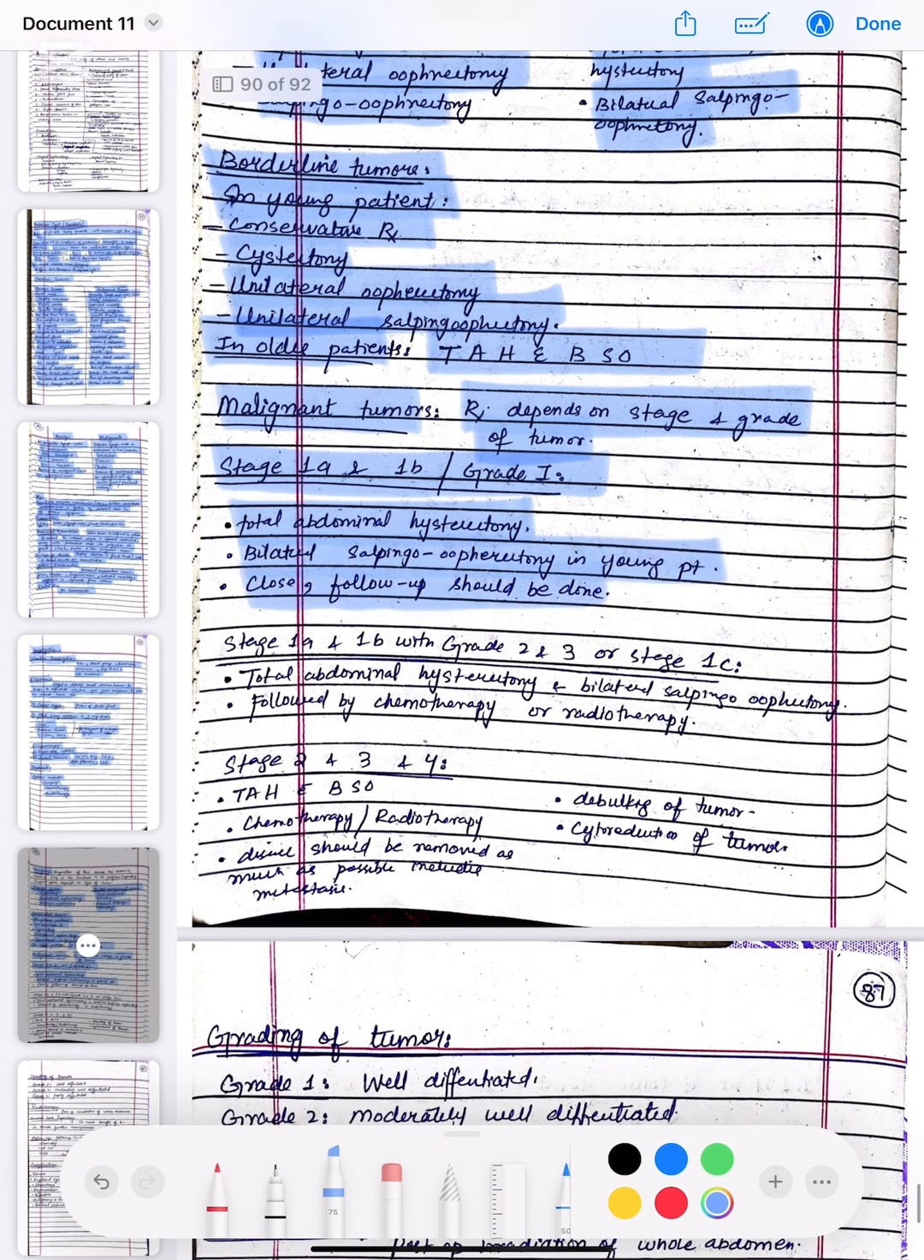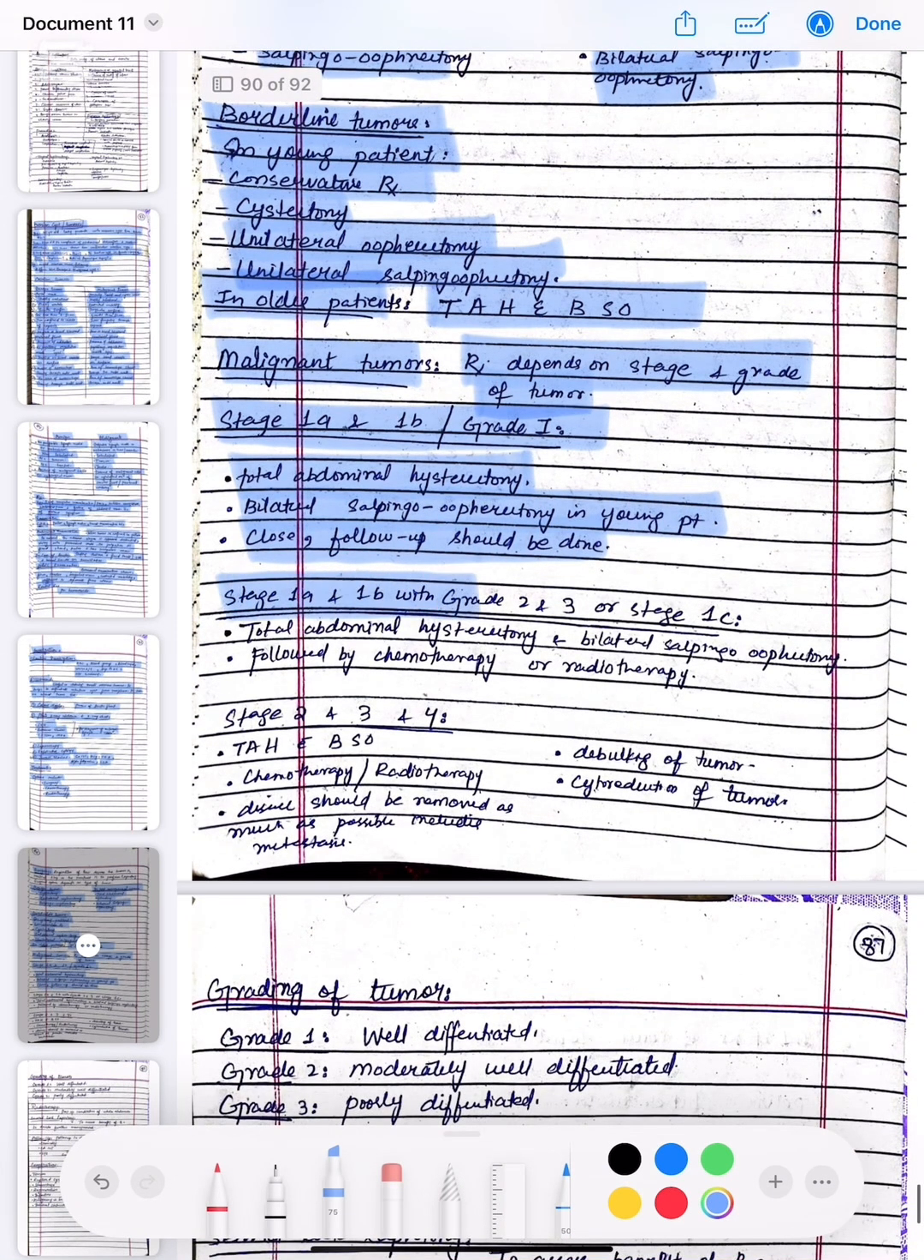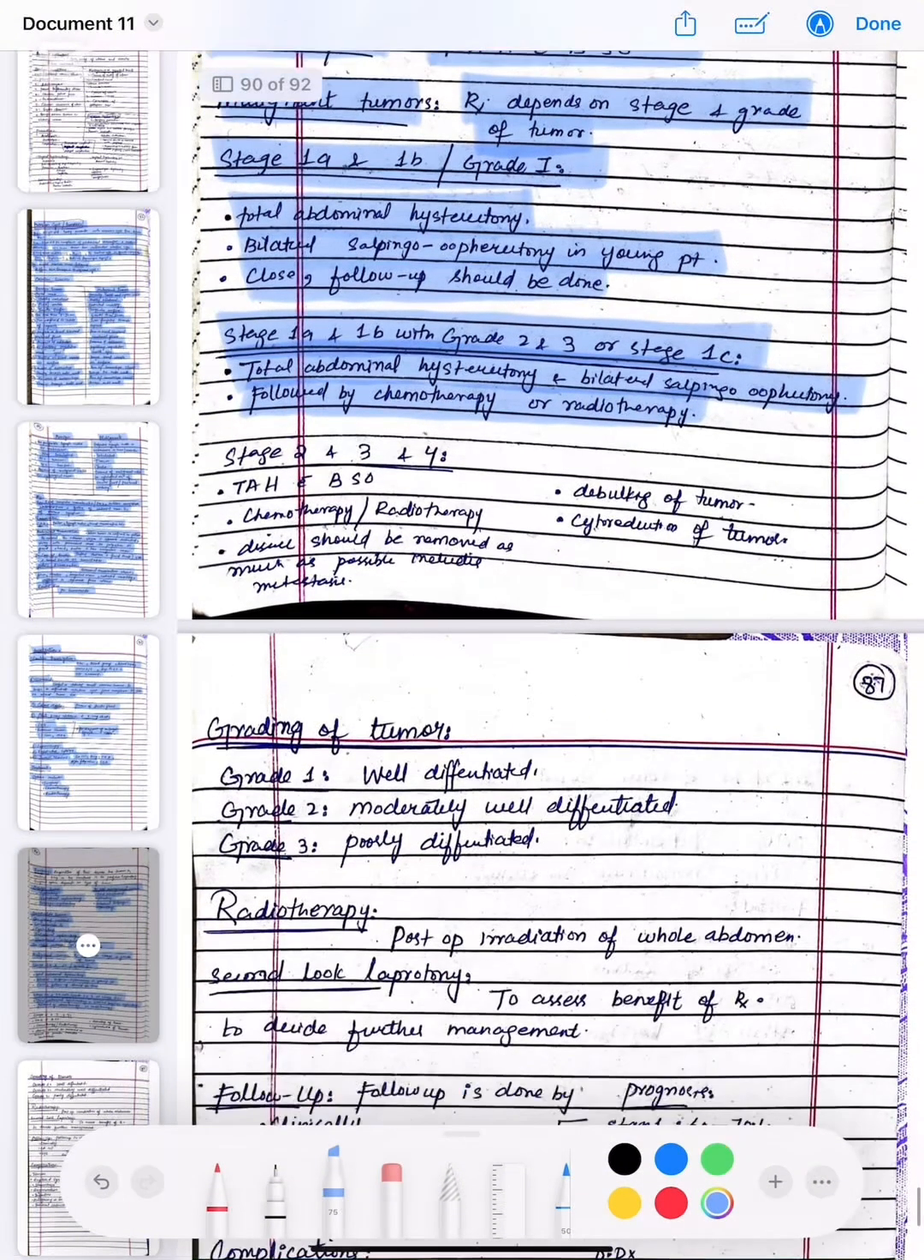In stage 1A and 1B with grade 2 or 3, or stage 1C, total abdominal hysterectomy and bilateral salpingo-oophorectomy is performed, which is followed by chemotherapy or radiotherapy. Stage 2, 3 and 4: total abdominal hysterectomy with bilateral salpingo-oophorectomy and chemotherapy plus radiotherapy, and the tumor should be removed as much as possible, including metastasis. Debulking of the tumor is done and cytoreduction of the tumor is done.